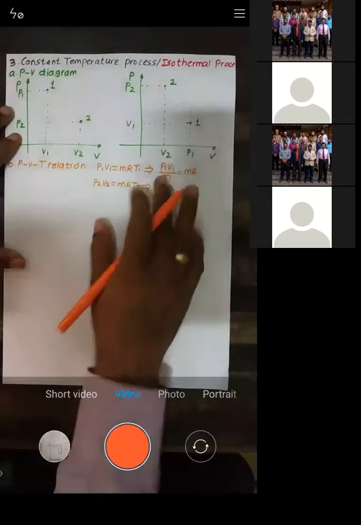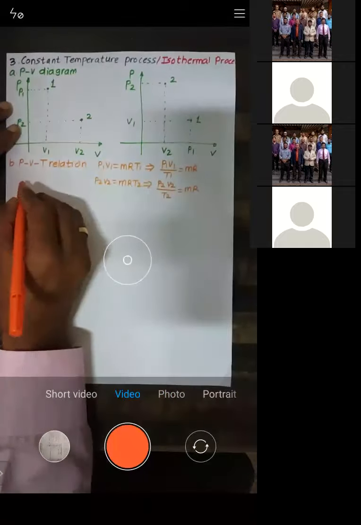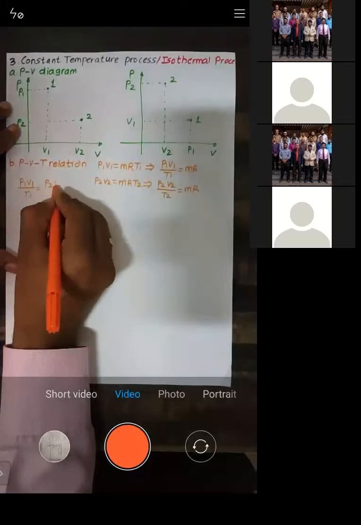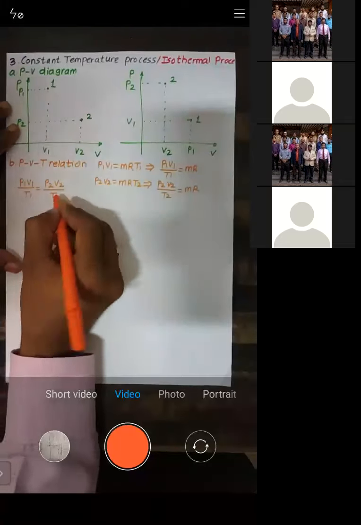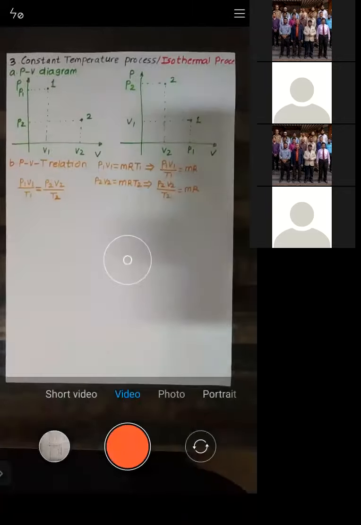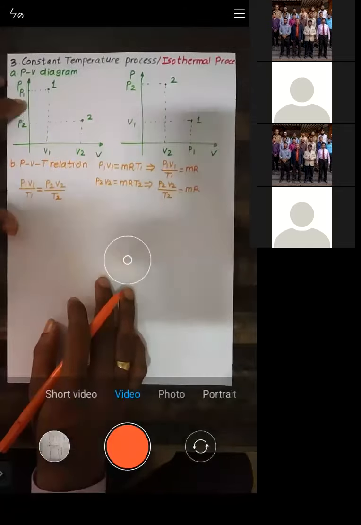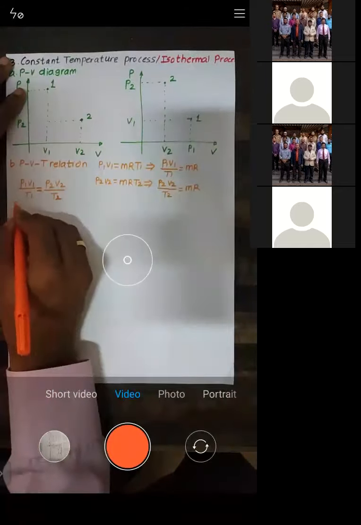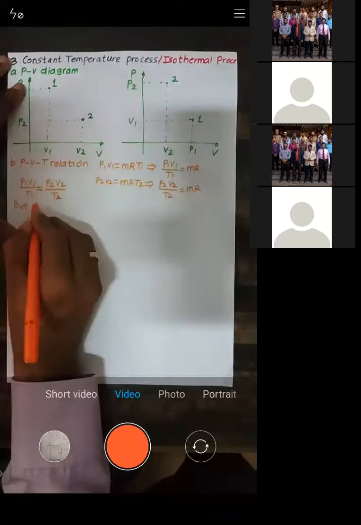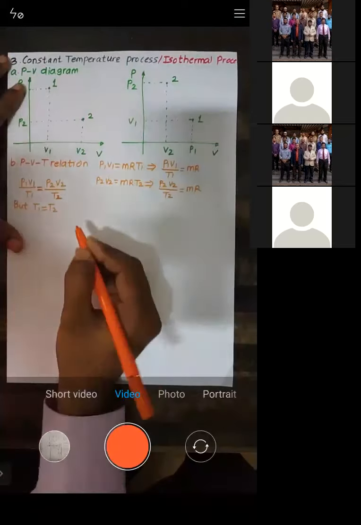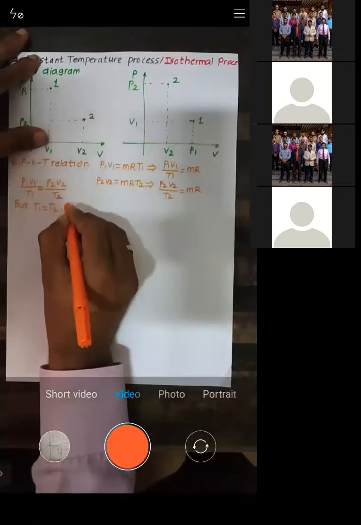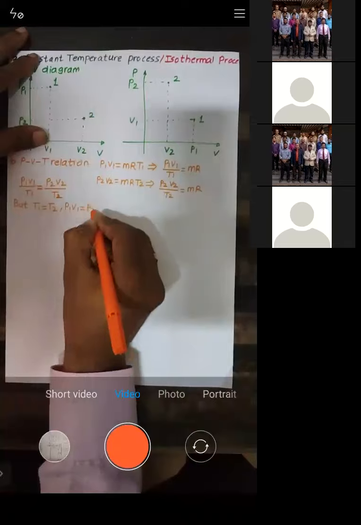Based on this, I will write P1 V1 by T1 is equal to P2 V2 by T2. Since their right hand sides are equal, I will equate their left hand sides. But you can see it's a constant temperature, so the temperature at the initial state should be equal to the temperature at the final state. So T1 has to be equal to T2. What happens? You will get the law P1 V1 is equal to P2 V2.